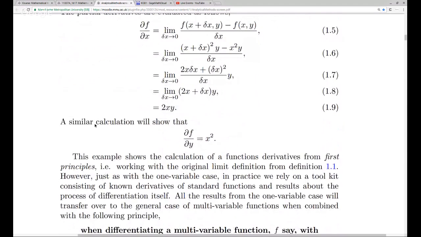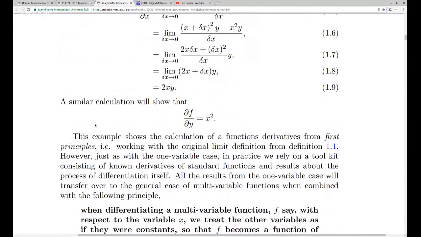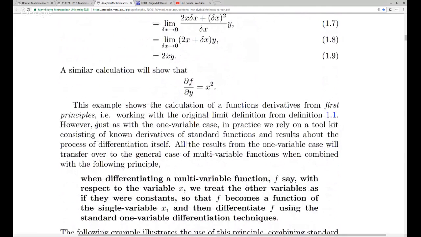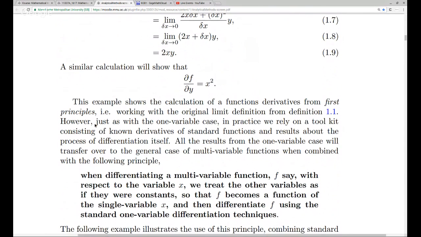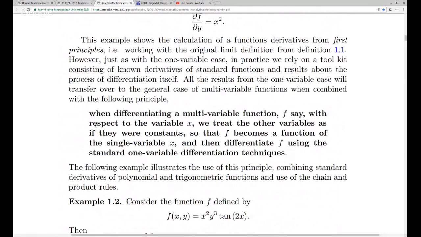Of course, pretty soon now we're going to stop making explicit reference to the definition, and we're just going to derive our partial derivatives using very similar principles that we have from one variable calculus, together with just this basic principle of partial differentiation, which is given here in bold, this bold paragraph here. This is what we're going to use all the time.